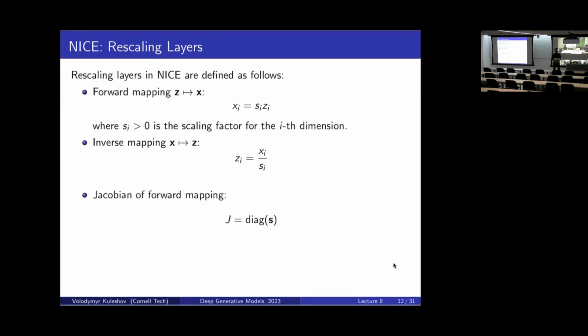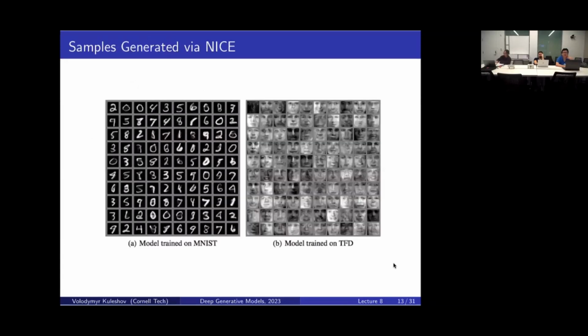And the Jacobian is simply the diagonal matrix with these S's on the diagonal. Therefore, the determinant of the Jacobian is simply the product of the S's. So that is a rescaling layer. It's very simple. This one is non-volume preserving. So therefore, the entire NICE model can also be non-volume preserving. Okay, so now we have defined these two rescaling and additive layers, and the NICE model is simply the composition of these different types of layers.